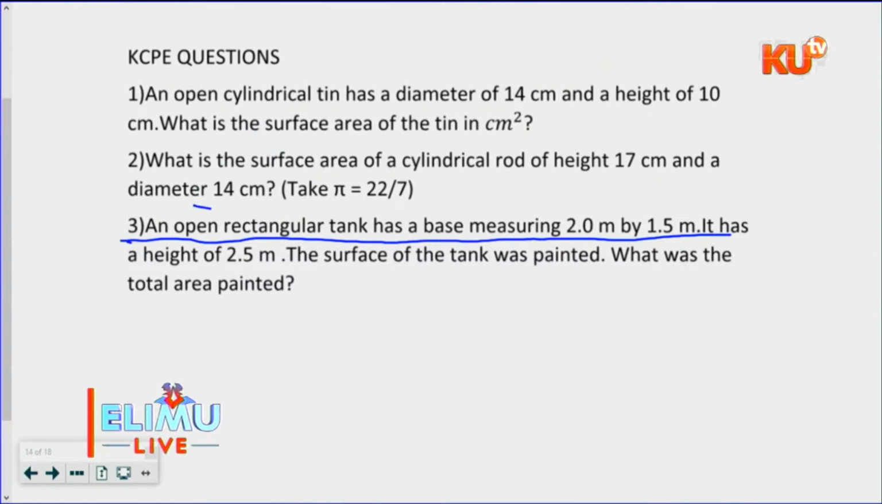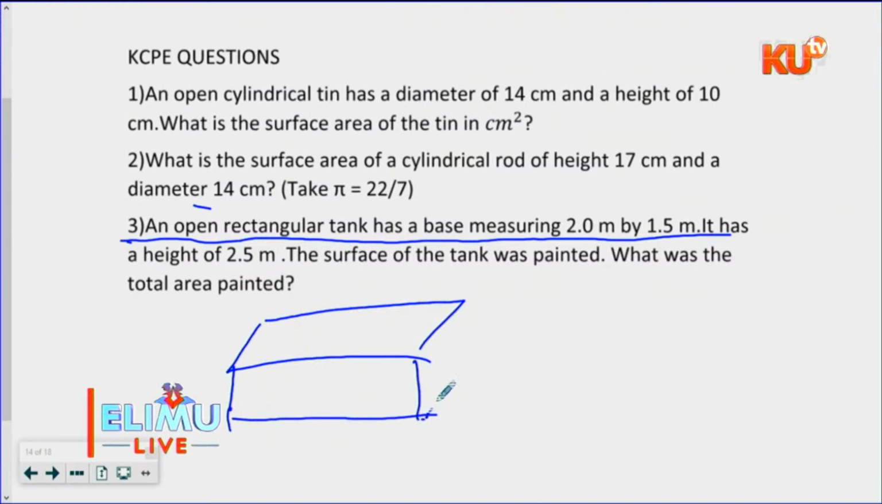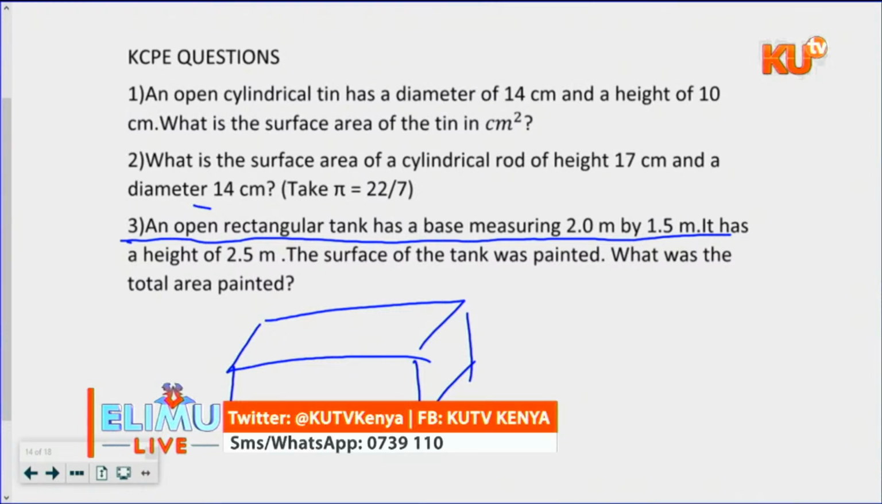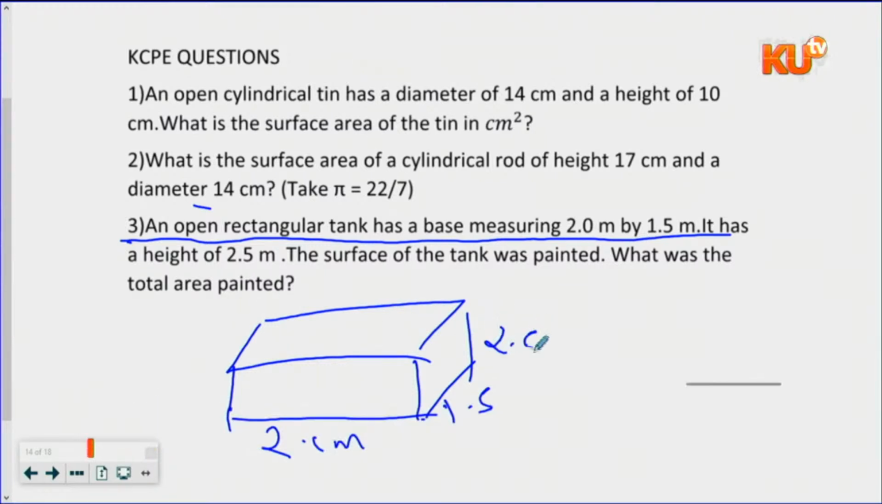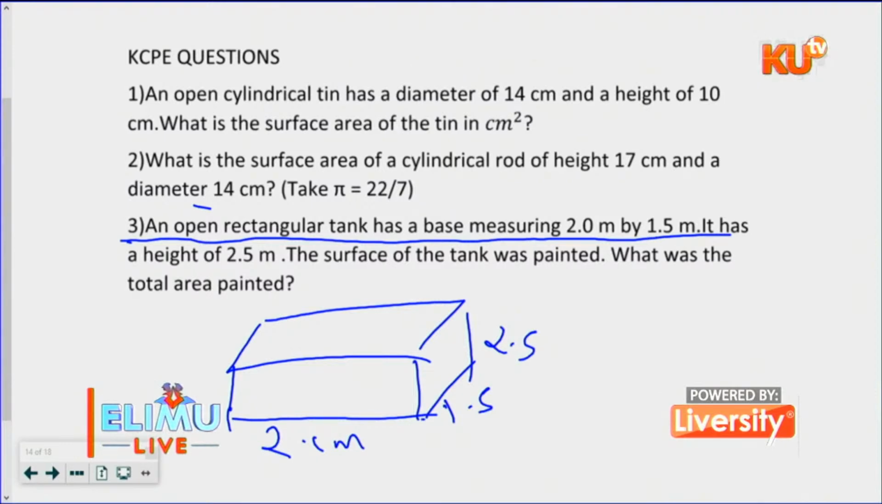So we'll start by having our formula down. First of all, let us have the cuboid. It is a rectangular cuboid, and it was open. The base measures 2 meters, 2.0 is the same as 2 meters, by 1.5 meters. So here is 1.5. That is the base. And what about the height? The height is 2.5.